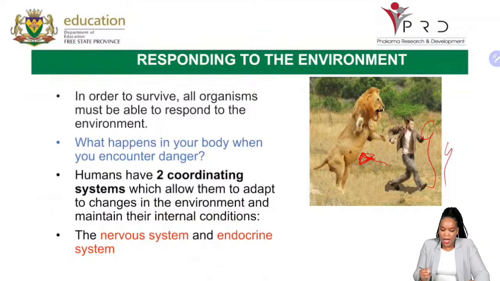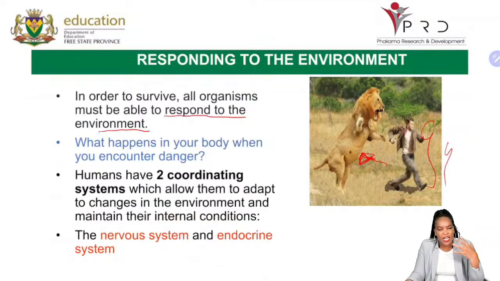So let's check. In order to survive, all organisms must be able to respond to the environment. We will not be able to survive if we are not interacting with our environment. It is very important for us to be able to interact with what is happening in our environment for us to survive. Then, what happens in your body when you encounter danger? I don't know of anyone who can say, I'm in a dangerous situation, but they sit there. Something must happen.